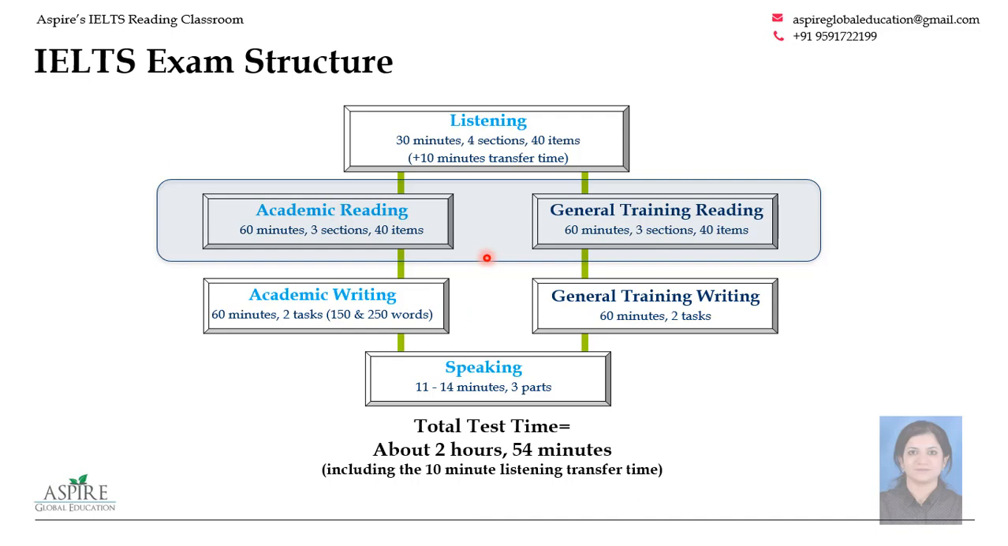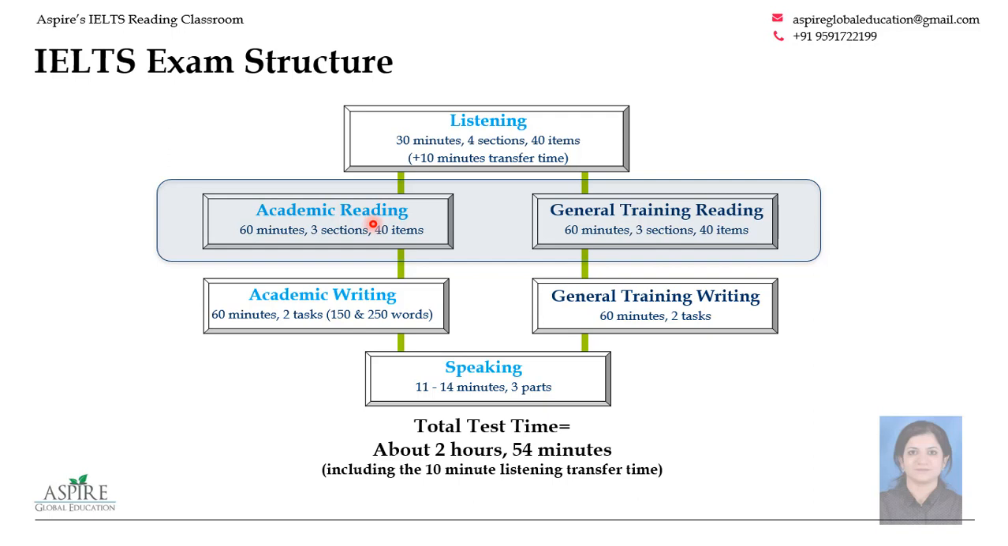Now let's take an overview of all the sections. The first section is the listening module, which lasts for about 30 minutes. It has 4 sections and 40 questions. 10 minutes are given extra time to transfer the answers from the test booklet to the OMR sheet. So the listening module is exactly the same for academic and general training students.